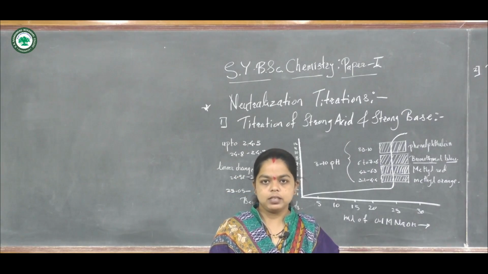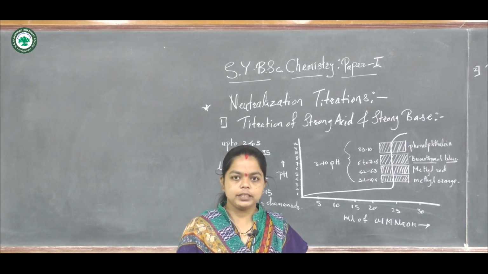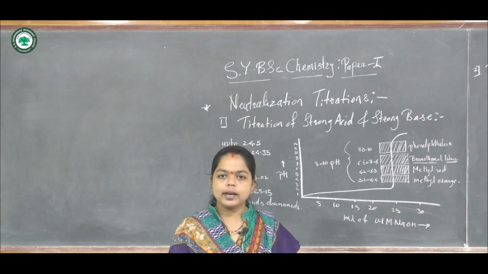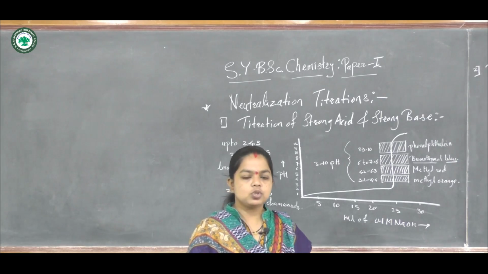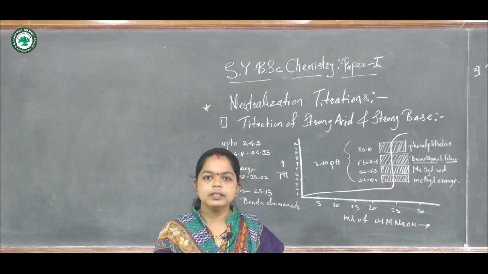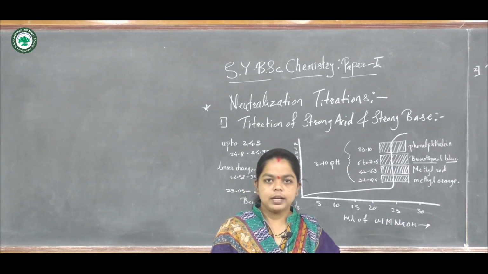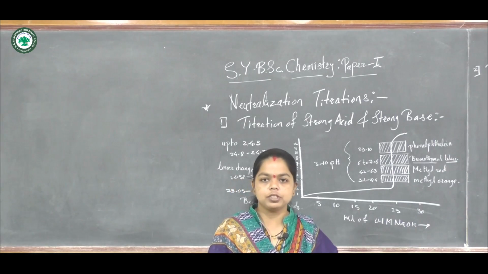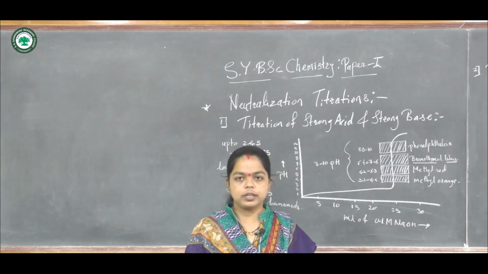Now there are 4 types given in the neutralization titrations. First is the titration between a strong acid and strong base. Second is strong acid and weak base. Third is strong base and weak acid. And fourth is weak acid and weak base. Generally these 4 types of titration are studied under neutralization titration.